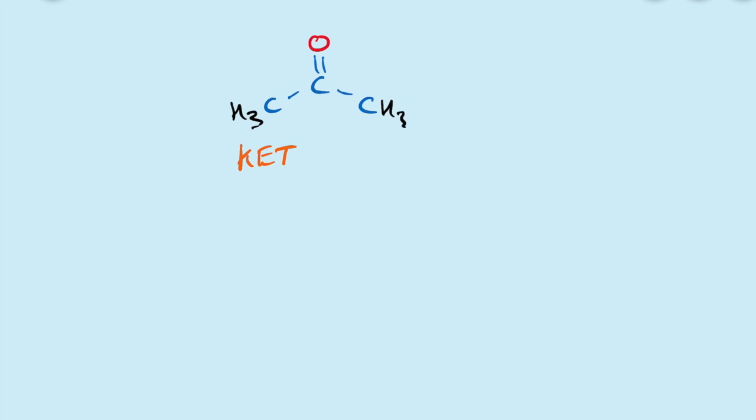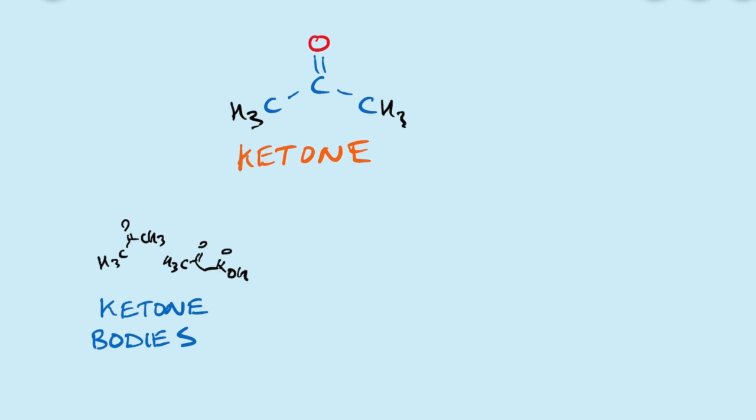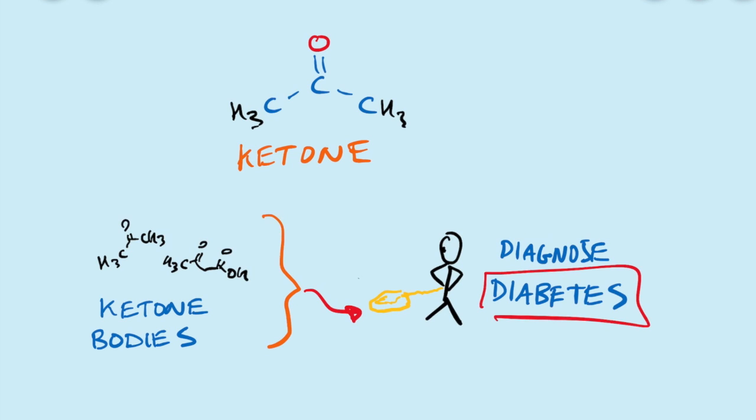Ketones feature oxygen-carbon double bonds and are the major components in ketone bodies, water-soluble molecules produced by our livers when we have no sugar to burn. They are expelled in our urine, and we can use them to diagnose people with diabetes.